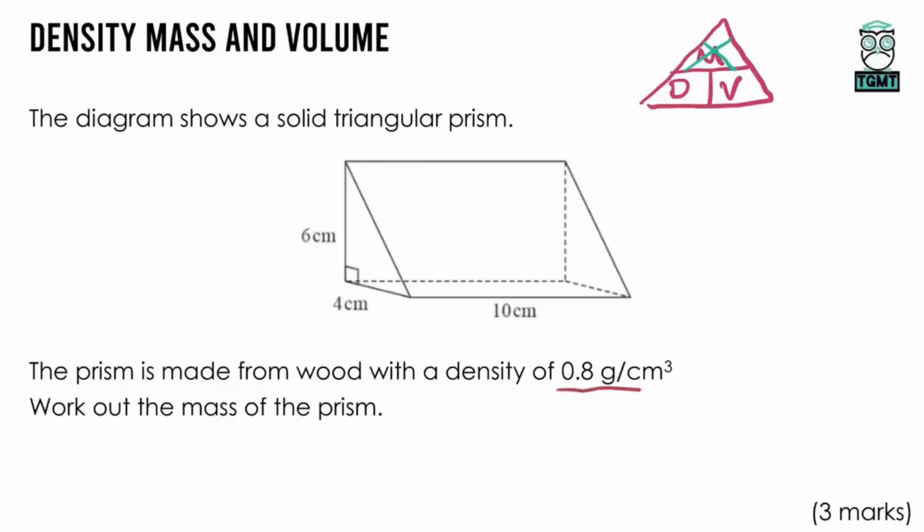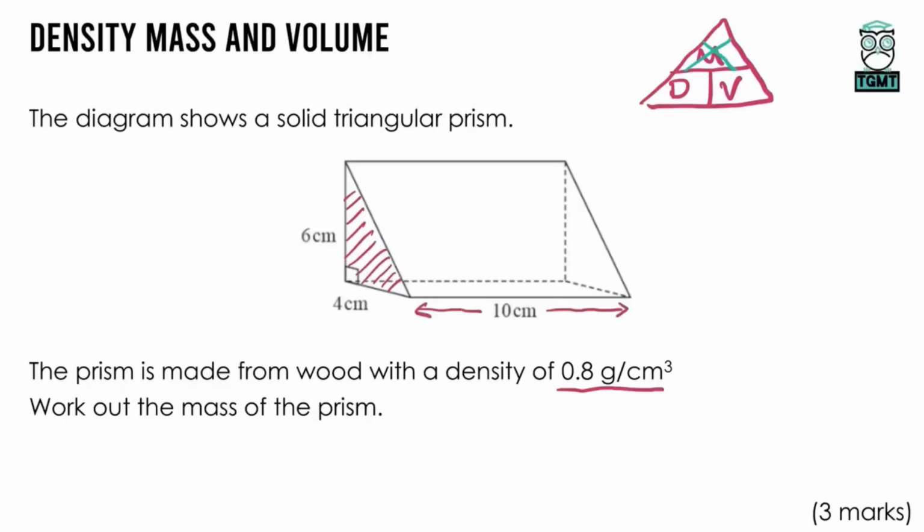We're given the density in the question, but we're not given the volume. But of course we're given the shape and it wants us to work out that volume. To get the volume of any prism, you work out the area of the cross section, which is the shape that passes all the way through the shape. In this case a triangle goes all the way through. And then we're going to times it by the length. And in this case the length is 10.